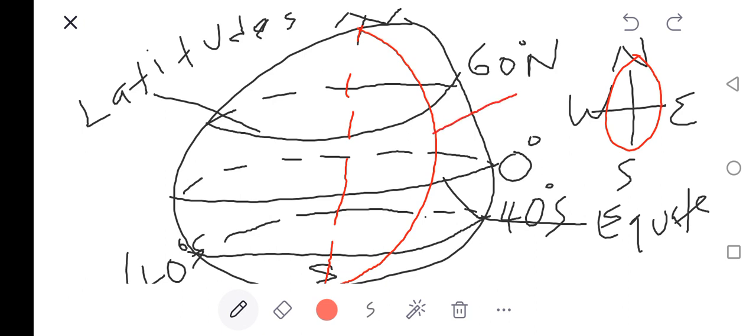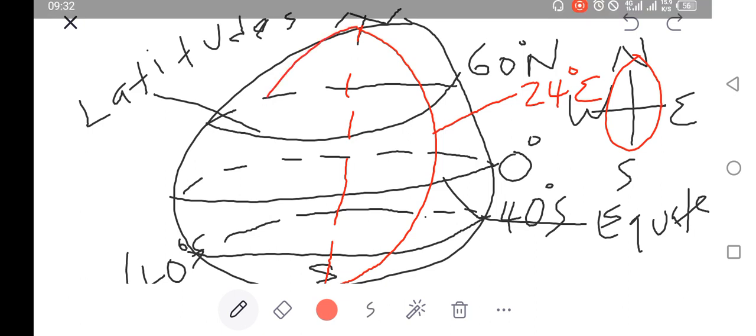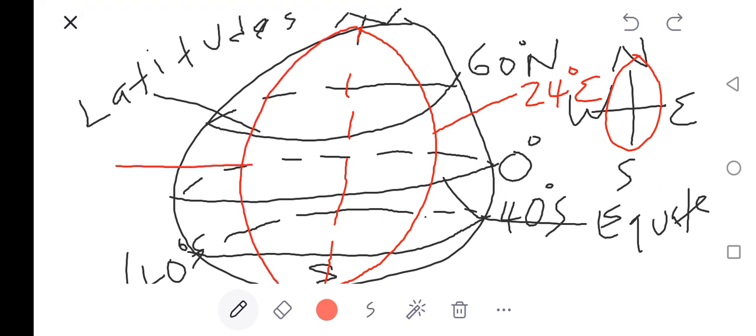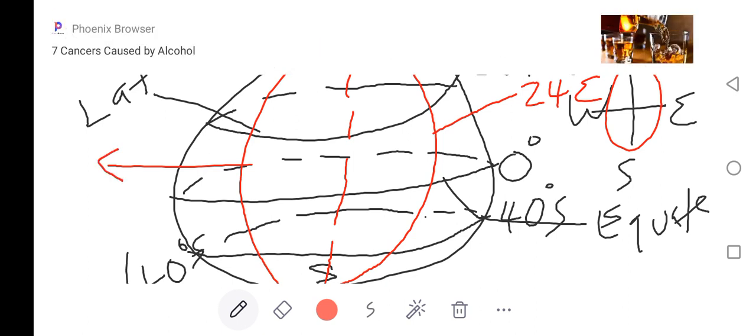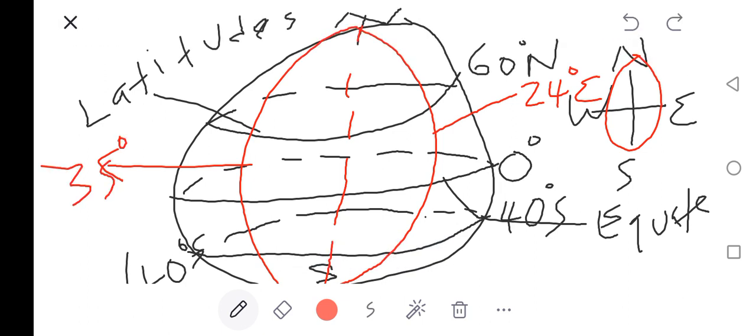Since it's falling on the east side of the world, it may have any degree number, maybe 24 degrees east, to show that the points of places that lie on this line are on the east part of the world. And down here, maybe on this side, we can put 35 degrees west, to show that this falls under the west part of the world.